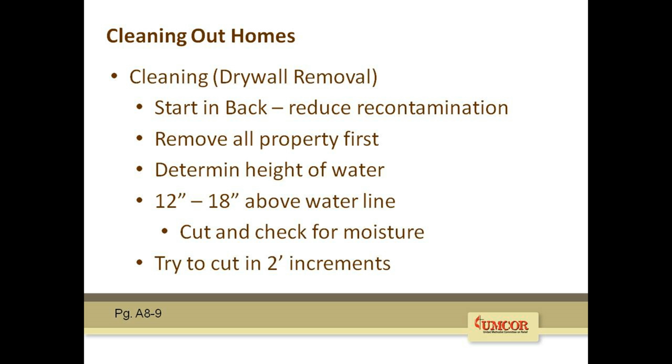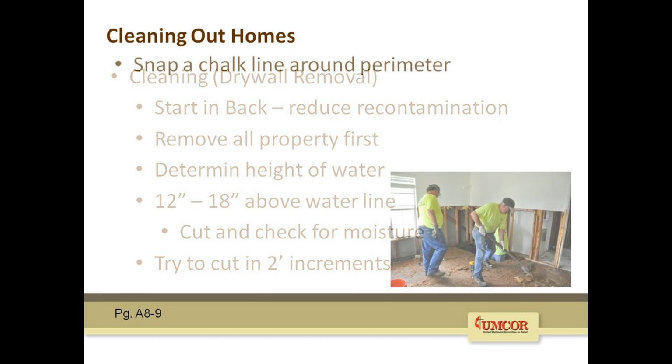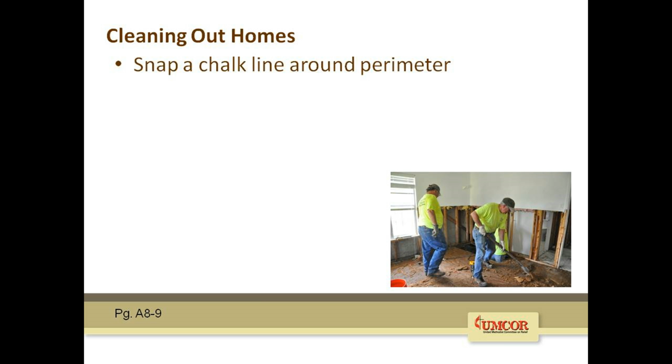Determine the level that you will cut the drywall. It is best to do so in 2-foot or 4-foot increments, as it is easier to replace a 2 or 4-foot wide piece of sheetrock than one 6 inches wide. Think about those who are coming behind you to make it quicker and easier to repair the home. Snap a chalk line around the perimeter at the desired height. Cut a clean, straight line with a sharp utility knife.